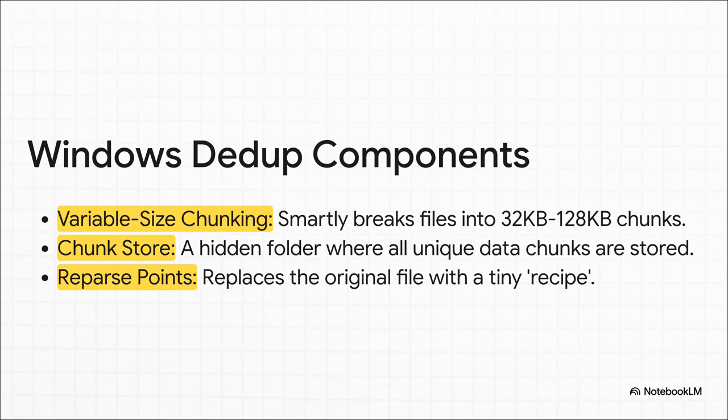The original file on your drive gets replaced by this tiny little recipe. When you double-click that file, the reparse point instantly tells Windows, hey, go grab chunk 1, chunk 7, and chunk 22 from the store and put them together. And it does it so fast, you'd never know. To you, it just looks and feels like a normal file.